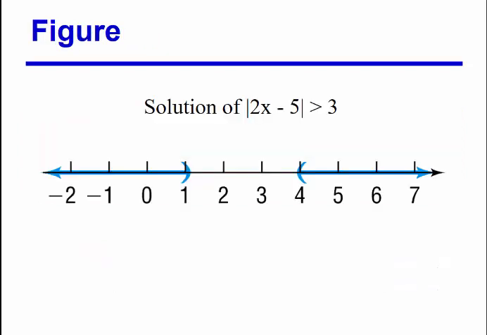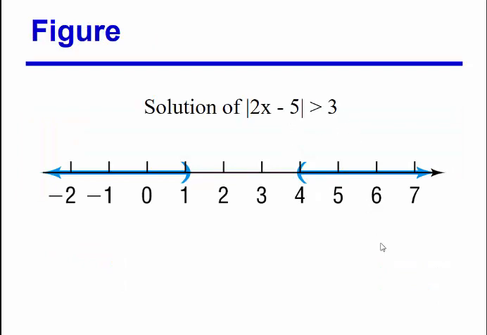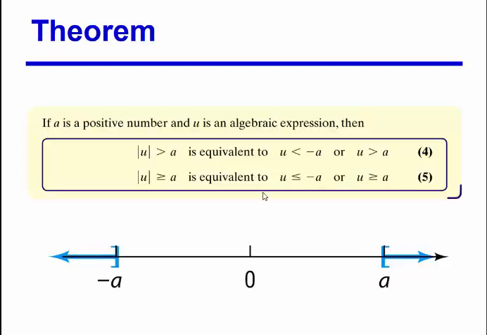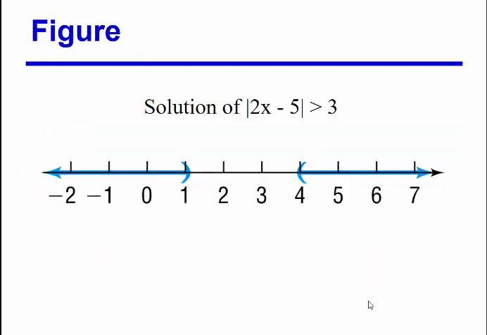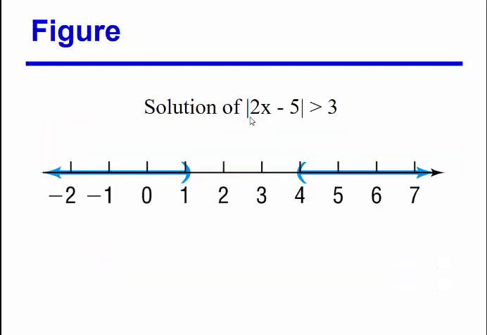So here's the solution set of the absolute value of 2x minus 5 is greater than 3. When we solve these algebraically, in this case greater than 3, we set it up as 2x minus 5 is less than -3, and then 2x minus 5 is greater than 3. We solve both of those individually, and that's how we get these two solutions.